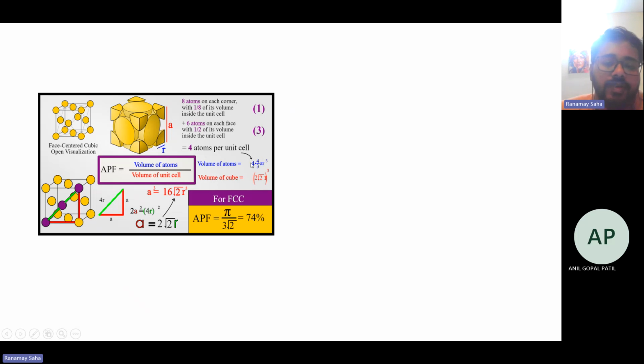Now the total effective number of atoms is 4 in face centered, right? We have seen it earlier. The total volume of atoms becomes 4 into the volume of one particular atom, 4 by 3 pi r cube, you know, sphere. So you find the ratio to be 74%.